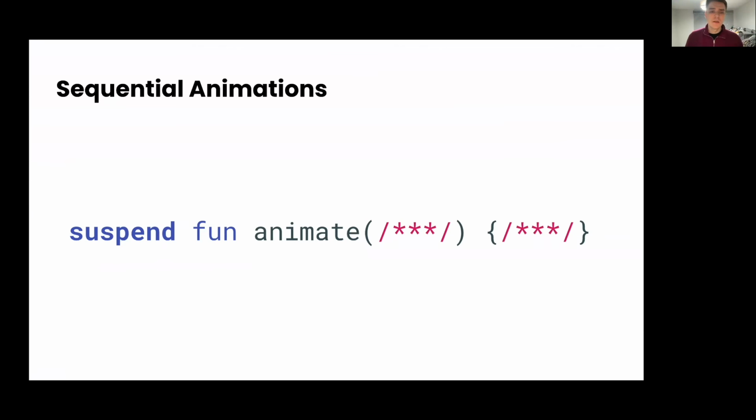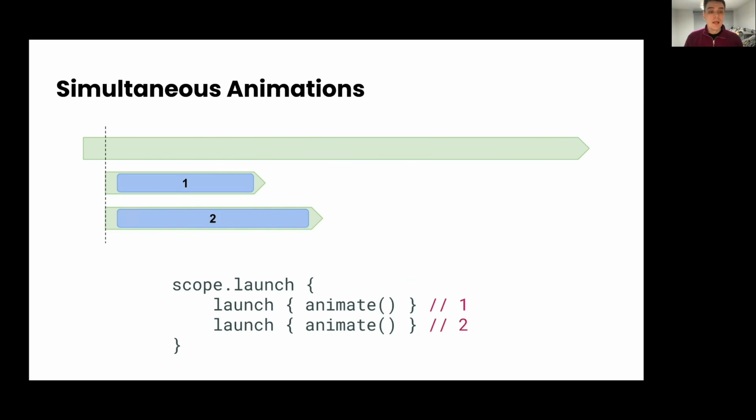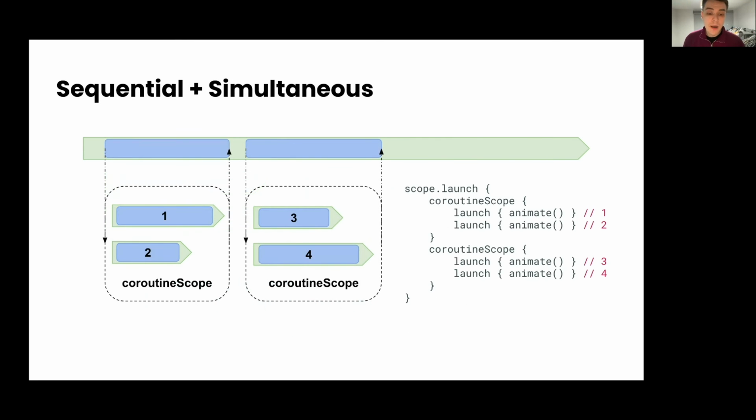Imagine that we have a suspend function animate, which animates something. If we want to launch two animations in a sequence, we would just need to call this animate function in a coroutine scope two times. The second animation will be started only after the first one is finished, so they will be executed sequentially. For parallel execution, we can launch new coroutines that will work in parallel. And we can also combine the two approaches.